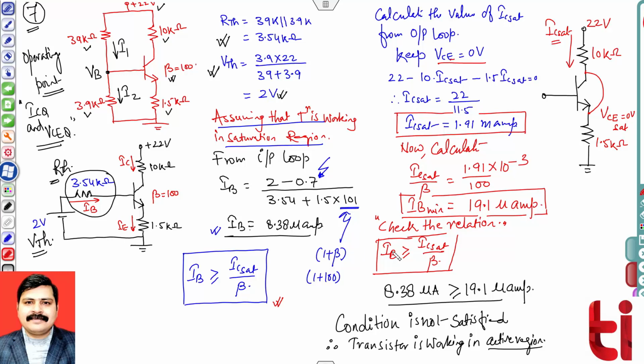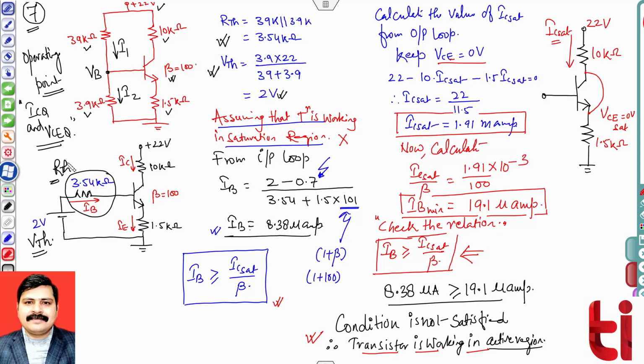Now do the comparison, and we found that 8.38 microampere is less than 19.1 microampere. So this condition is not satisfied. This indicates that our assumption is incorrect, meaning my transistor is not working in saturation. However, this transistor is working in active region. So I have written the conclusion over here that my transistor is working in active region.